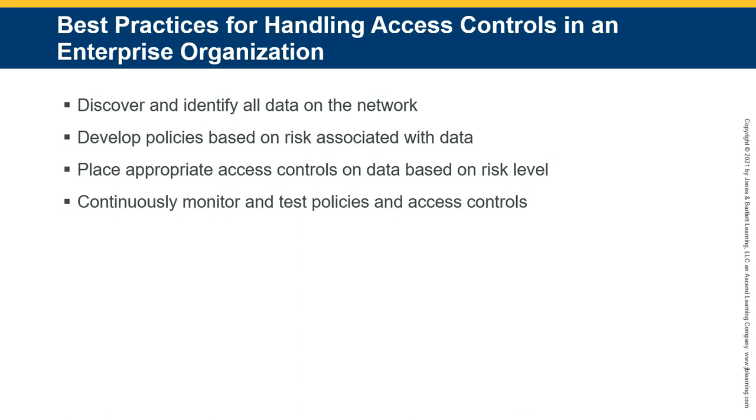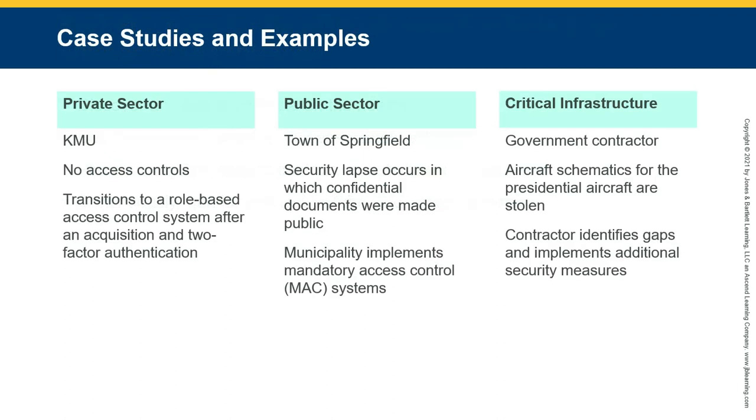Best practices for handling access control in an enterprise organization. Discover the identity of all on the network. Develop policies based on the risk associated with data. Place appropriate access control on the database data based on risk level. Continuously monitor and test access control.